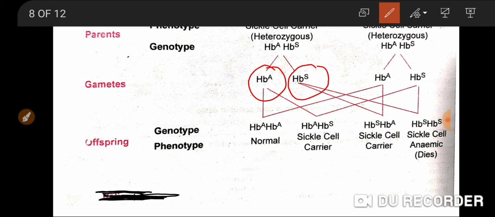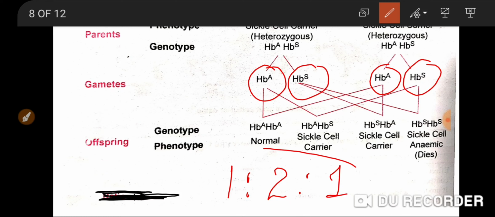In the same way, the second carrier, or second heterozygous individual, will produce the same types of gametes, one having HbA and another having HbS. If we cross them, we will get normal 1, sickle cell carrier 2, and anemic which dies, having the genotype HbS HbS, 1. So again you can see that the ratio is 1:2:1.